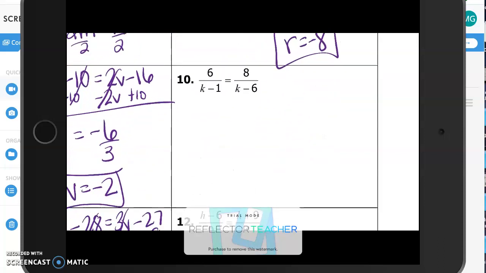Number 10, I'm going to do this one first. The reason is I notice I have 8 times k is 8k, 6 times k is 6k. So I want my bigger variable on the left. So 8k minus 8. Again, it doesn't matter as long as you remember to multiply diagonally and to distribute. So just some things you might notice as you're working these out. Equals 6k minus 36.